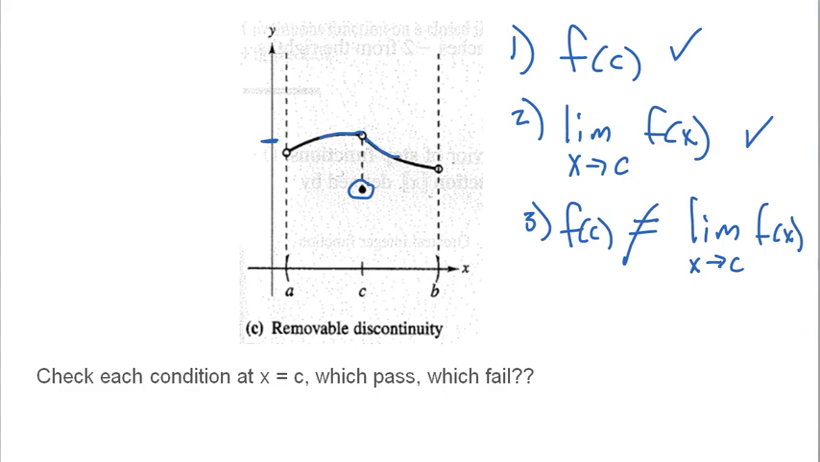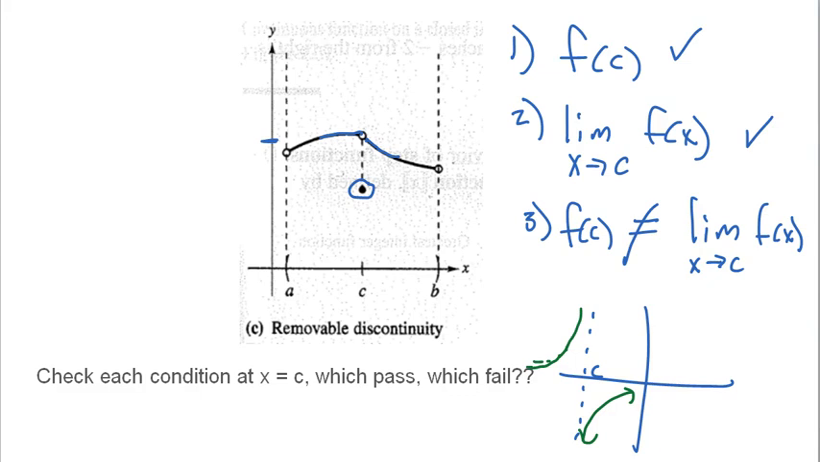Now, if we go back to that other example that I kind of mentioned, which is a vertical asymptote, it fails condition 1 and 2. Sorry for my bad drawing. So here, not only do I not exist at C, but my limit does not exist. So I violate condition 1 and condition 2 in a vertical asymptote. So that's another example of a break.